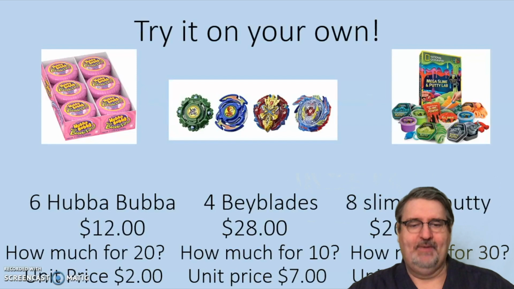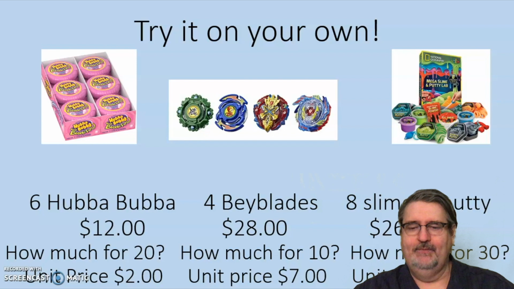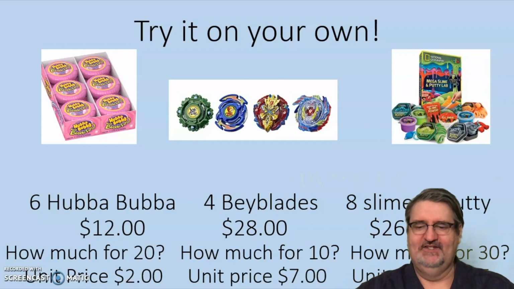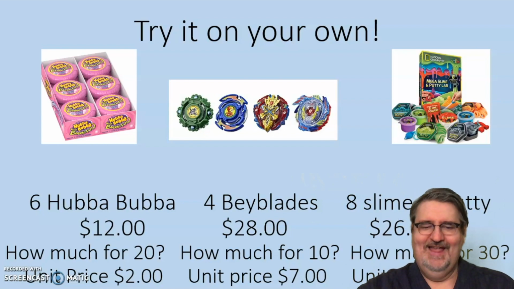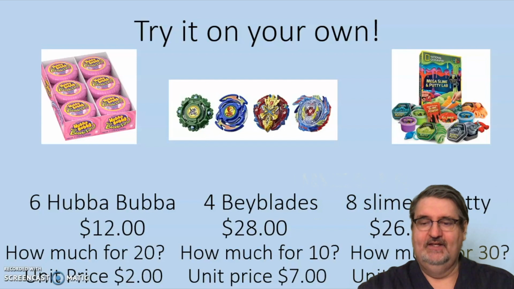We have 6 Hubba Bubba for $12, and the unit price is $2. We have 4 Beyblades for $28, and the unit price is $7. We have 8 Slime and Putties for $26, and the unit price is $3.25. Let's give you a minute 30 to find out how much it would cost for 20 Hubba Bubba, 10 Beyblades, and 30 Slime and Putty.